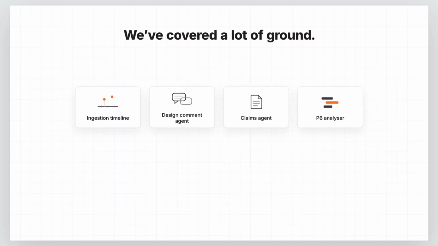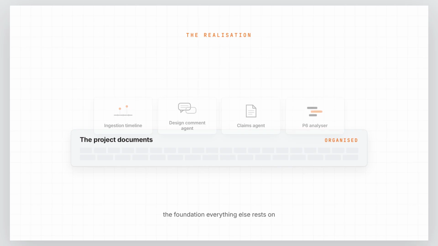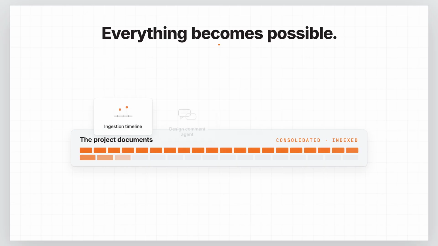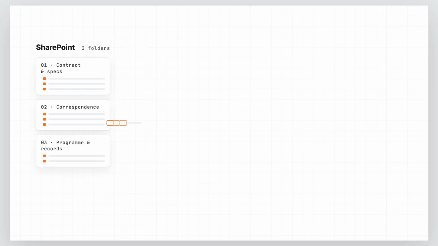We've covered a lot of ground since AI arrived, and somewhere in that process, we came to a realization. The first step, interpreting and organizing the project documents, is the foundation everything else rests on. Consolidate and index a project properly, and anything we want to do after that becomes possible. That's where we are now. We've reached the point where we can bulk process an entire project's documents, everything sitting on SharePoint, say.